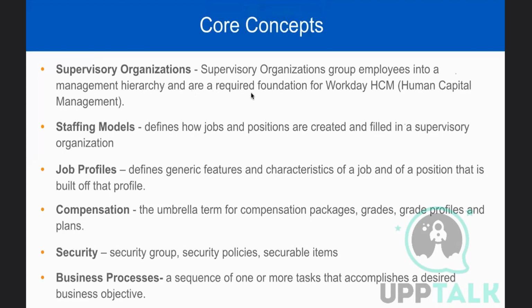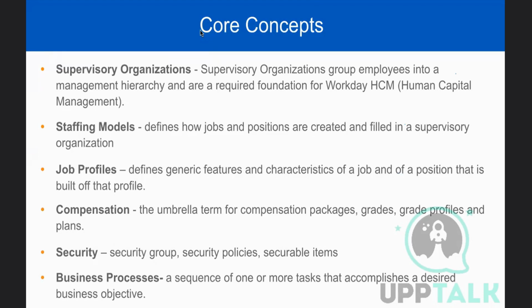And these are the required foundation for Workday HCM. Without supervisory organizations, you are not allowed to open new positions. If you don't have positions, you cannot hire people. If you cannot hire people, there's no use of this system. So supervisory organizations are the foundation of your Workday HCM.